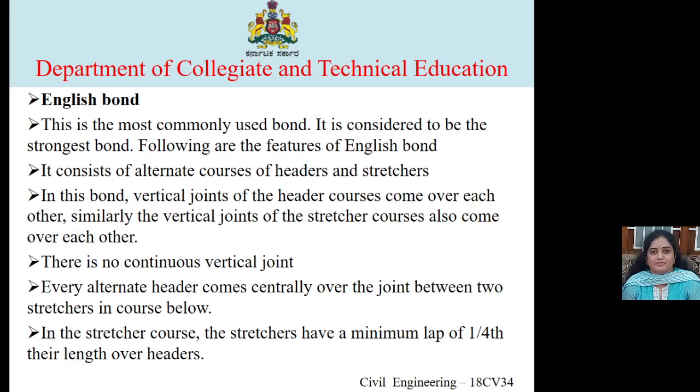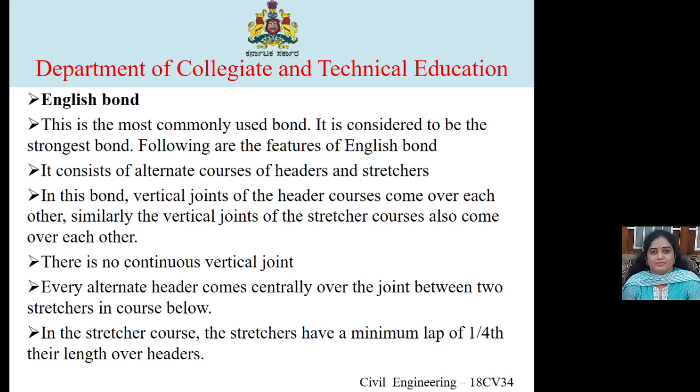Next we'll discuss the English bond. This is the most commonly used bond. It is considered to be the strongest bond. So following are the features of the English bond. It consists of alternate courses of headers and stretchers. So here alternate courses of headers and stretchers will be there.